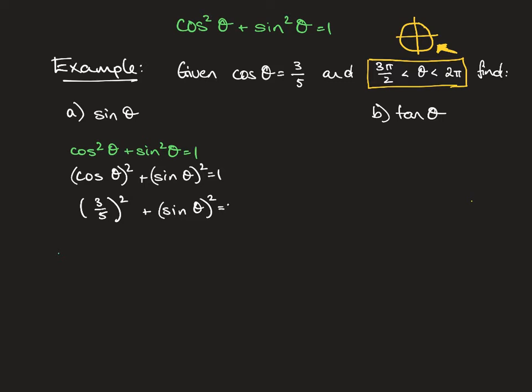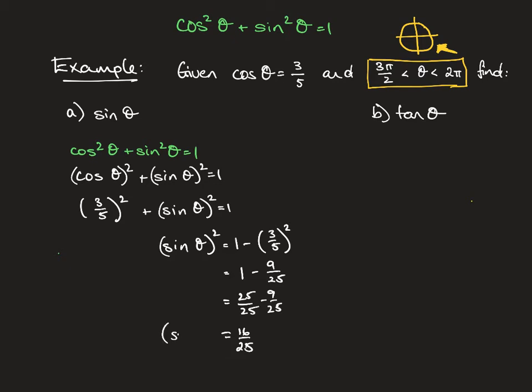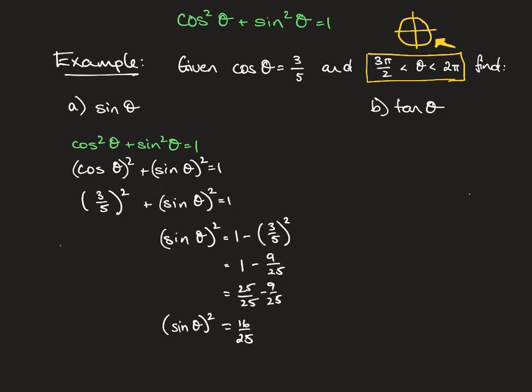And so we're asked to find sine theta, so let's get sine theta by itself. So sine theta squared is equal to 1 minus 3 over 5 squared, which is 1 minus 9 over 25. 25 over 25 minus 9 over 25 gives us 16 over 25. And that was sine of theta squared was equal to 16 on 25.